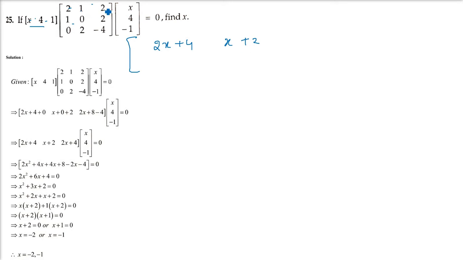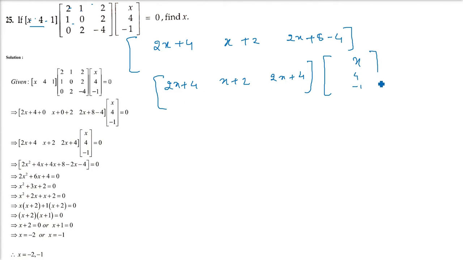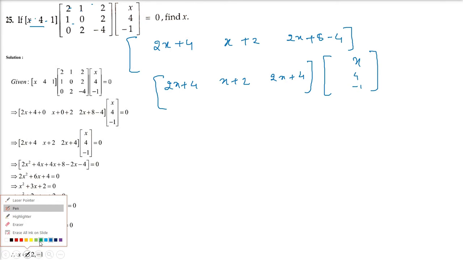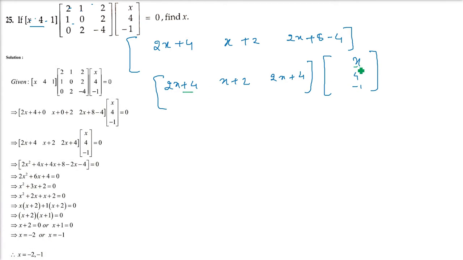4 into 2 is 8, okay? So I'll just change it. So x, 2x, and 8, and minus 4. Right? We have to multiply this by x, 4 and negative 1. 2x plus 4. And this is x plus this 2x plus 4. Now let us multiply it by x, 4 and 1. Okay. So I'll just change the middle one. Just wait a bit. Let us multiply 2x plus 4 into x is this one.